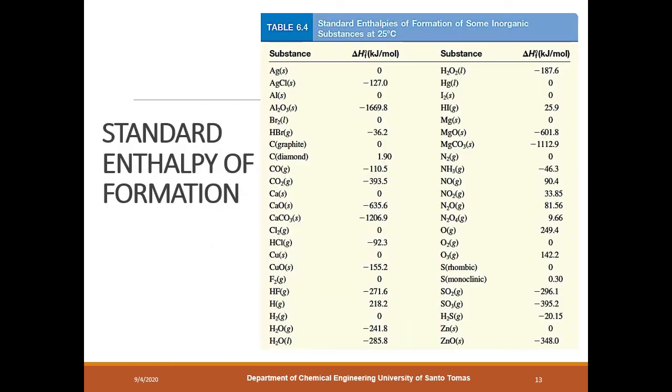Here is a table showing the standard enthalpies of formation of some inorganic substances at 25 degrees Celsius. It is worth noting here that based on the definition of the standard enthalpy of formation, compounds such as silver chloride and aluminum oxide have values, as compared to, let's say, our elements, which are not going to be part of our enthalpy of formation.